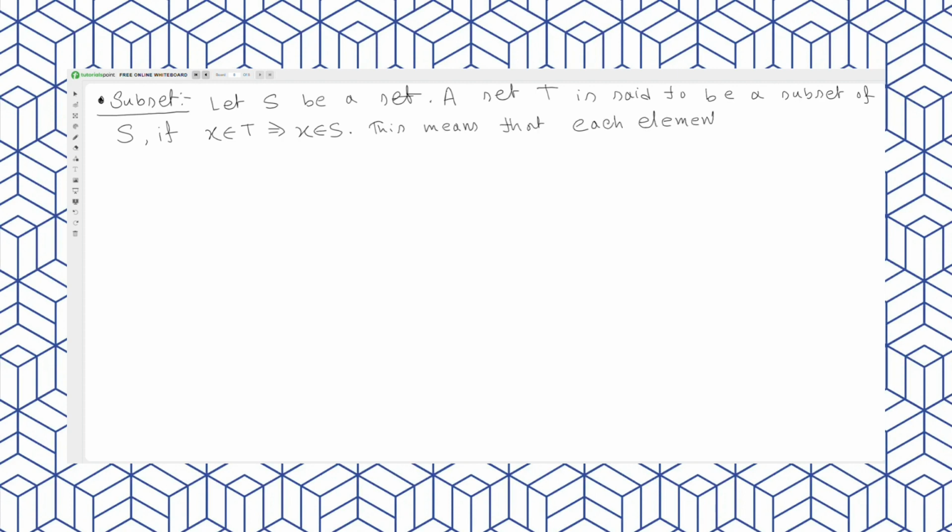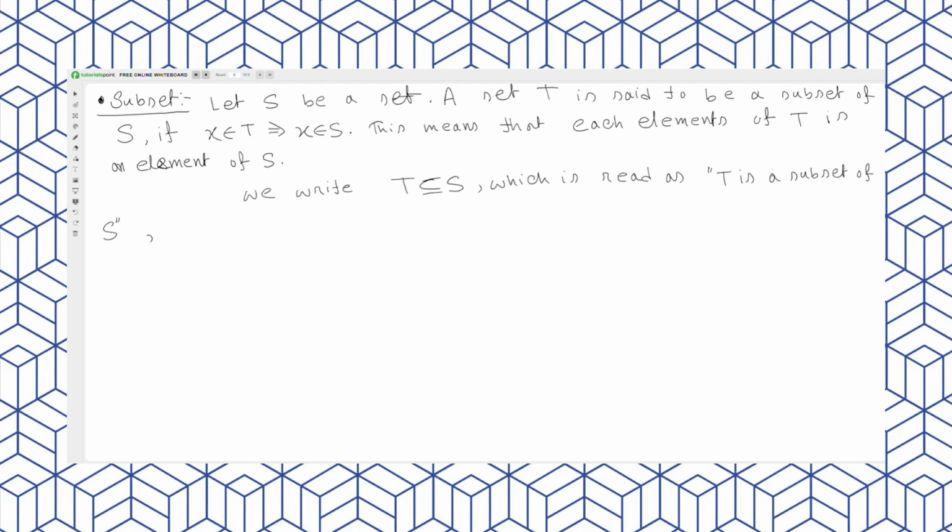Let S be a set and T be another set. T is said to be a subset of S if x belongs to T implies x belongs to S. This means that each element of T is an element of S also. So we write the symbol T ⊆ S, which is read as T is a subset of S or T is contained in S.